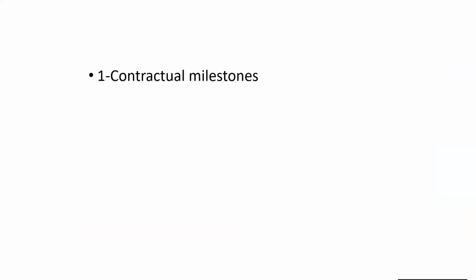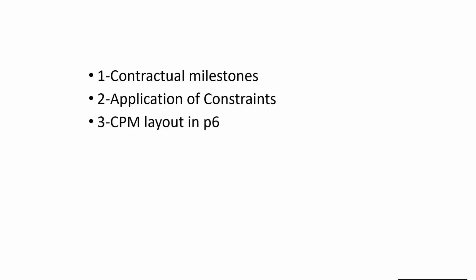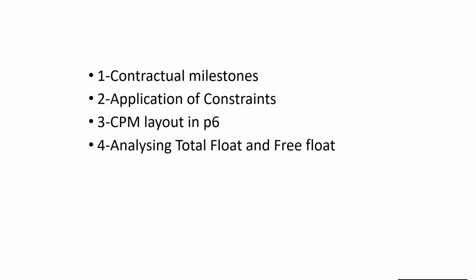First, I'm going to share contractual milestones: when we make our critical path method, how contractual milestones can impact our project schedule. The second most important thing: application of constraints can change the logic. Sometimes dates are not as per our requirement or wish, so we need to implement some kind of constraints. Then, how to develop the critical path method layout. That is a very simple method, but we need to understand it.